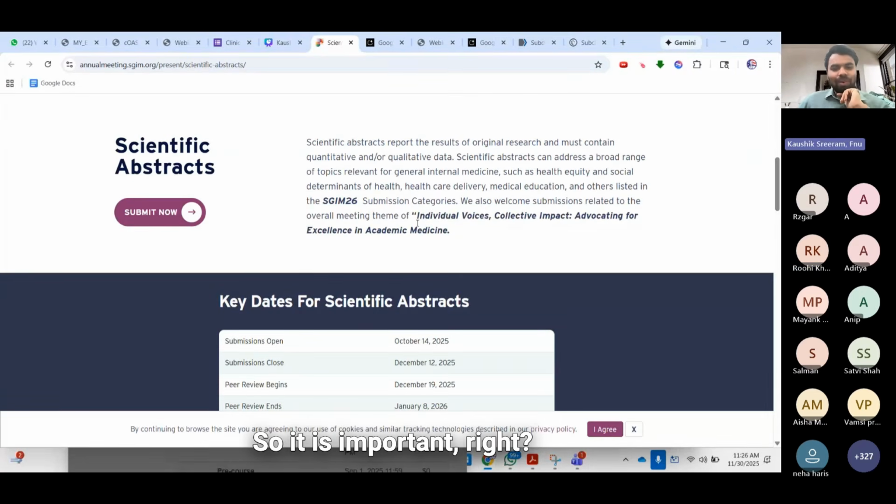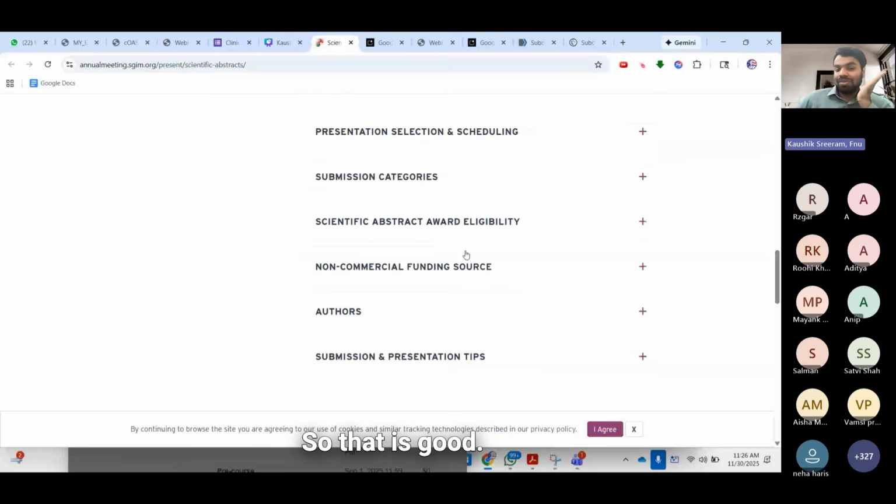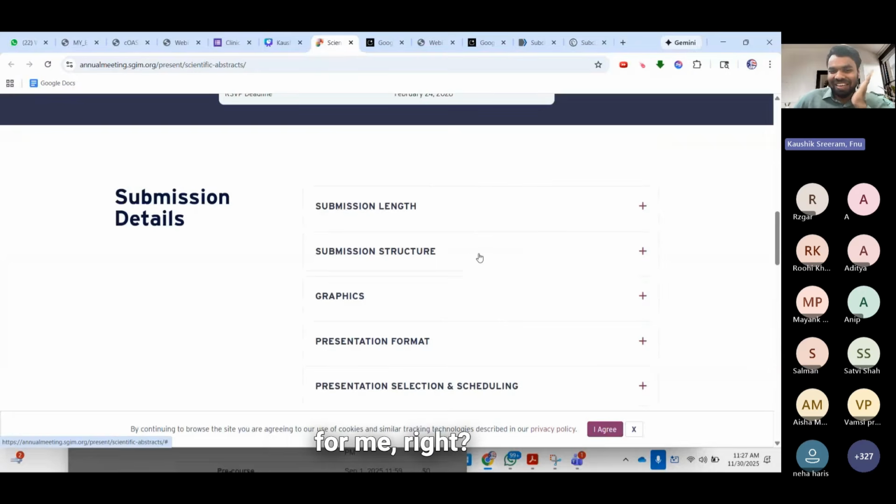Yes. So it is important, right? If you are getting the voice of the patient as your data or your input, it aligns with the theme, so it will definitely advance academic medicine, right? Definitely. So that is good. That's good enough for me, right?